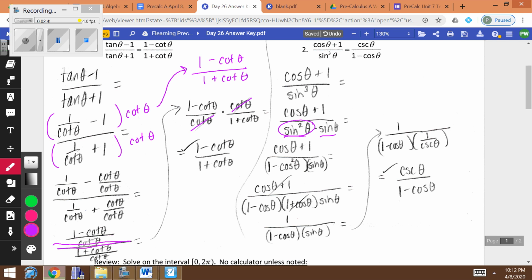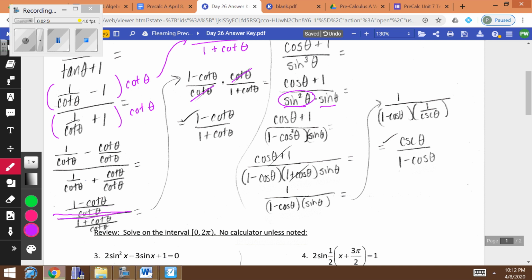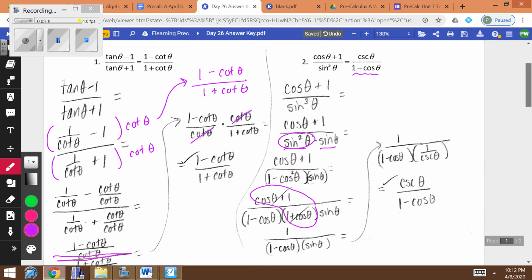Again, we don't have any squareds on the right-hand side. So I'm like, okay, what if I factor that? So 1 minus cosine and then 1 plus cosine. What that does is enable us to cancel that part out there. So we get 1 over the 1 minus cosine and then the sine in the denominator. Now we have the 1 minus cosine in the denominator that we want.